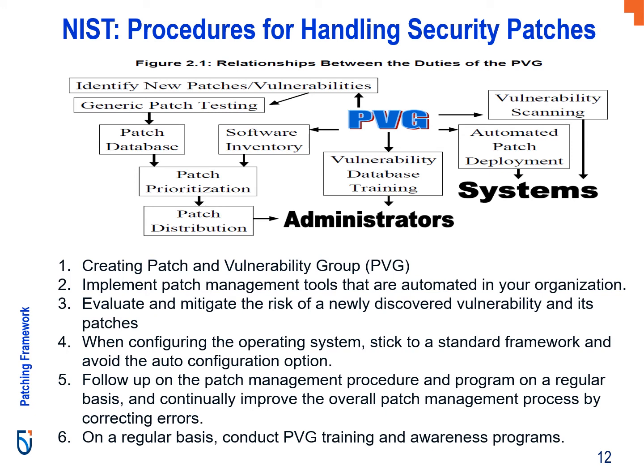First, create the PVG. Implement patch management tools that are automated in your organization. Evaluate and mitigate the risk of a newly discovered vulnerability and its patches. When configuring the operating system, stick to a standard framework and avoid the auto configuration option. Follow up on the patch management procedure and program on a regular basis, and continually improve the overall patch management process by correcting errors. On a regular basis, conduct PVG training and awareness programs.